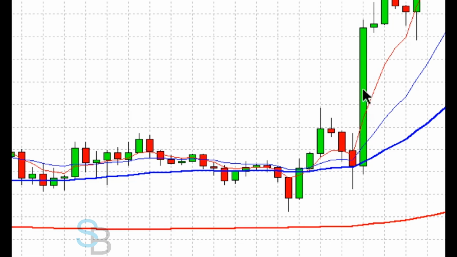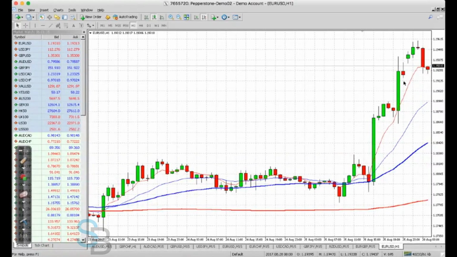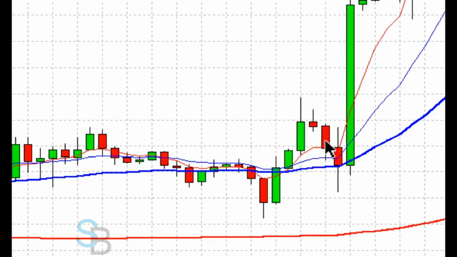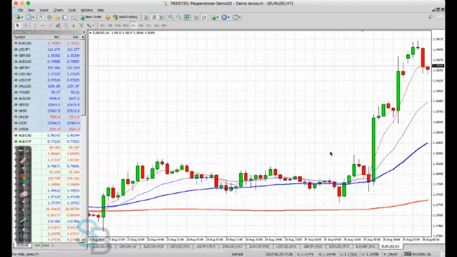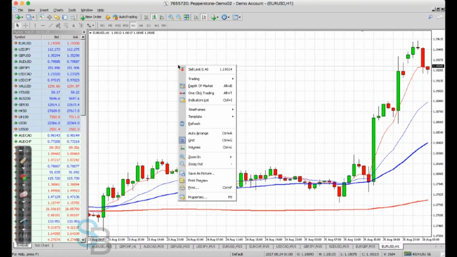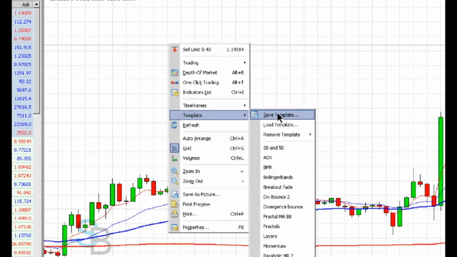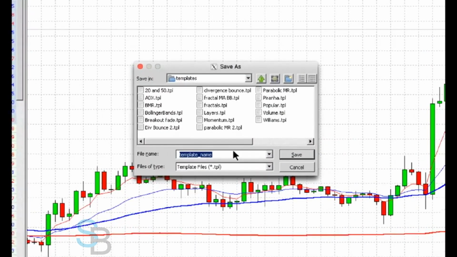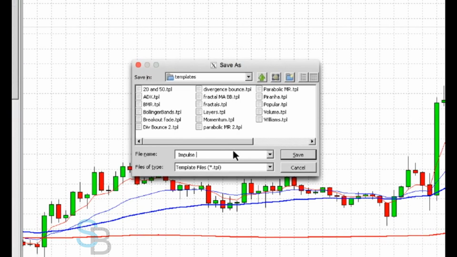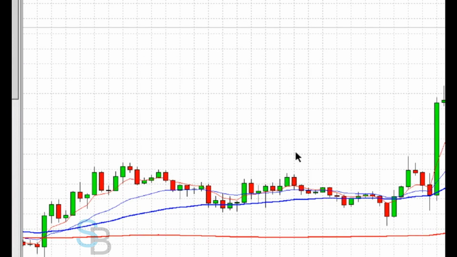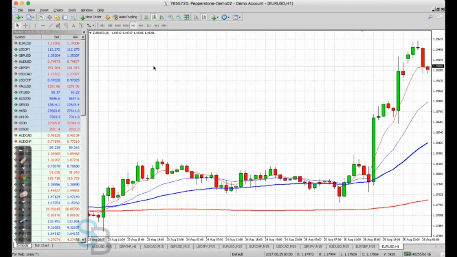It buys and goes all the way up, right? So beautiful. You can see it's a very powerful strategy. Works very, very well. There we go. Okay, great. So once you've got your chart set up, you right click and go to template, save the template. So save it as impulse pullback. Boom. There we go. All right, so it's saved.